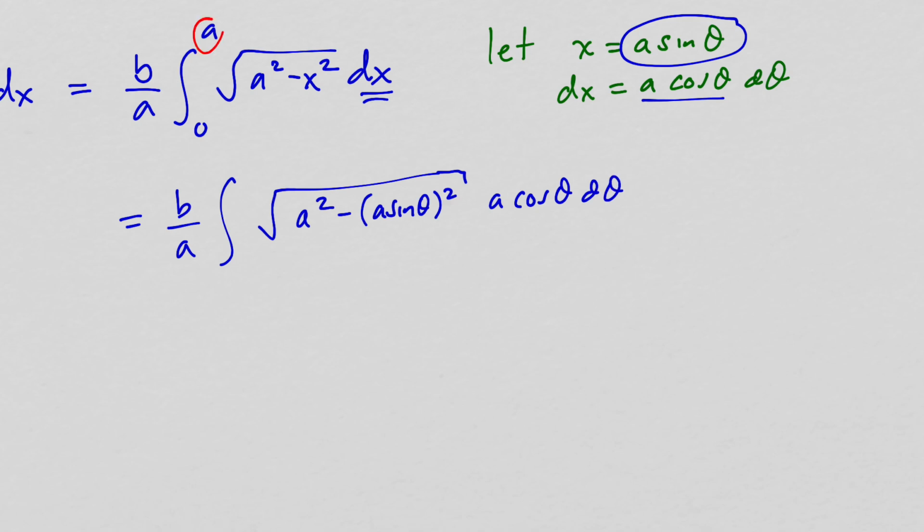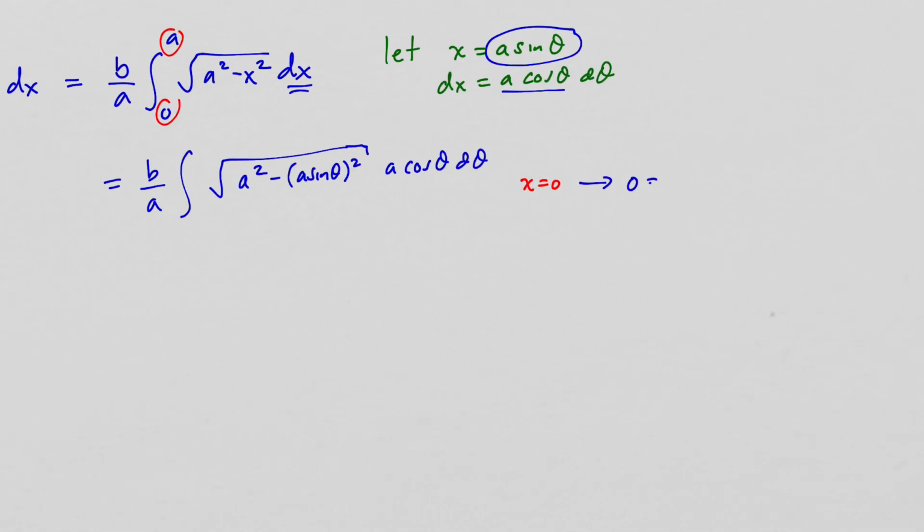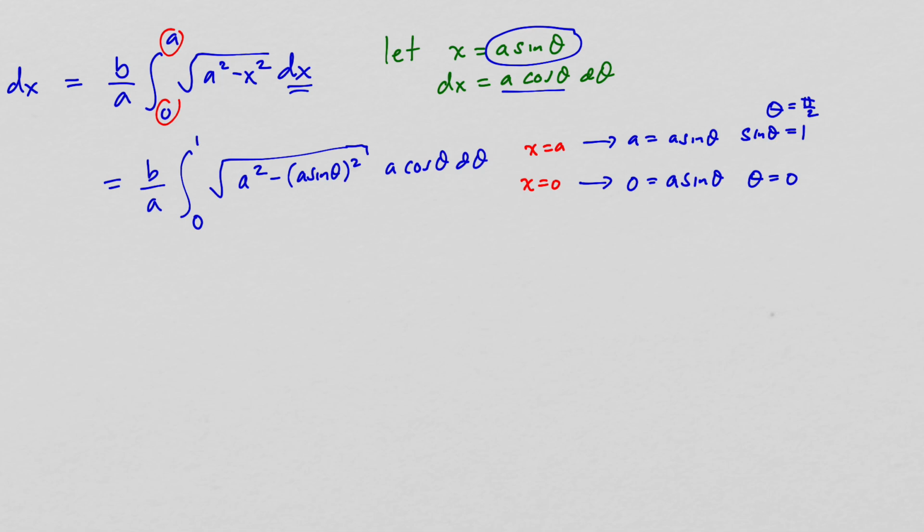Now let's go ahead and change our limits since we have a definite integral. So when x is equal to 0, we get 0 equals a sine of theta. And we know that this means theta is 0 because we know that sine of 0 is 0. And then if x is equal to a, the upper limit, this is going to give us a equals a sine of theta, which is the same thing as saying sine of theta equals 1. And that happens when theta is pi over 2.